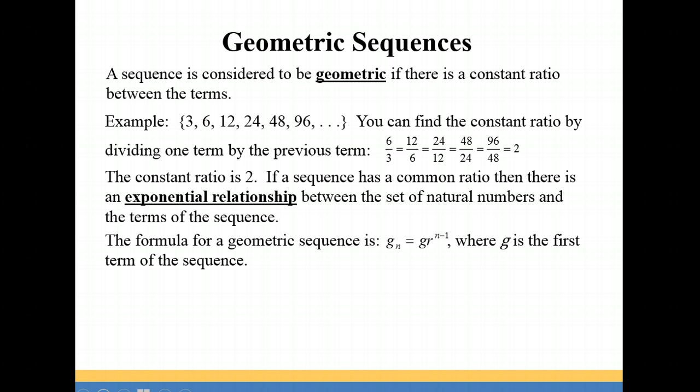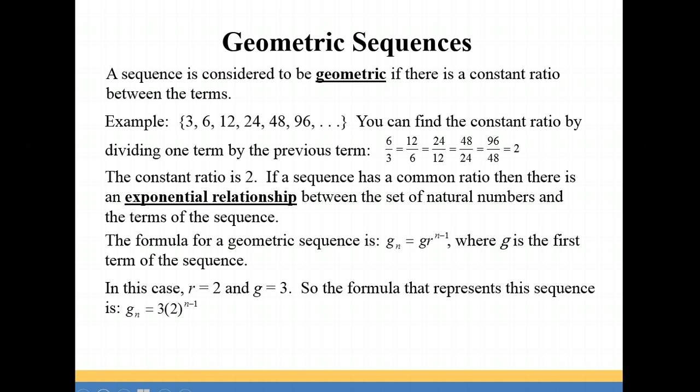And that exponential relationship will be of the form g subscript n equals g times r to the n minus 1, where we're letting g equal the first term of the sequence and r being the constant ratio. In this case, our r value was 2 and our g value was 3, so the formula will be 3 times 2 to the n minus 1.